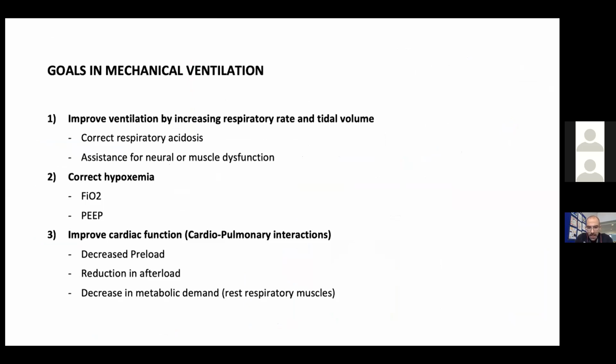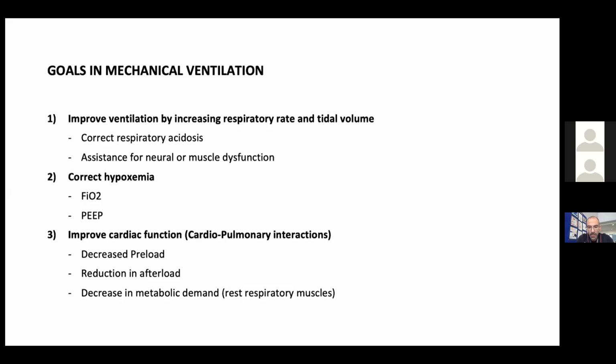So what are the goals in mechanical ventilation? First of all, we want to improve ventilation by increasing the respiratory rate and the tidal volume, and this is important. If you are dealing with a child that has problems with ventilation, so basically problems eliminating CO2, what you need to do is increase the respiratory rate and increase the tidal volume. If the child is in non-invasive ventilation, you will not be able to increase the rate, but you might support his breathing a bit more to increase the tidal volume. We want to do this to correct the respiratory acidosis or to assist the child if the child has any neurological or muscle dysfunction.